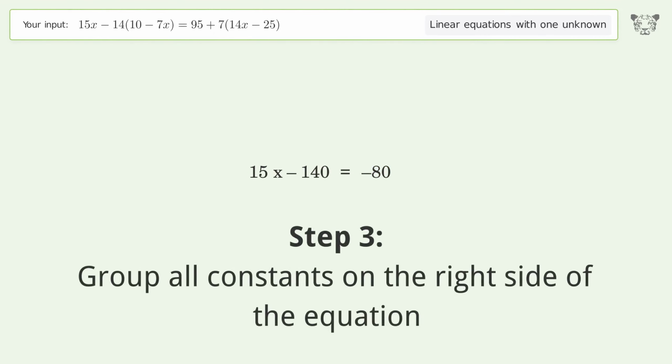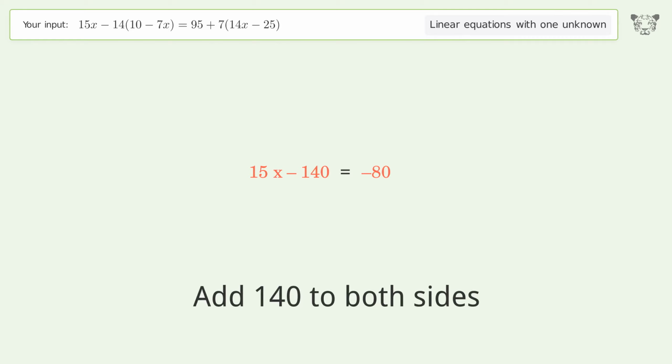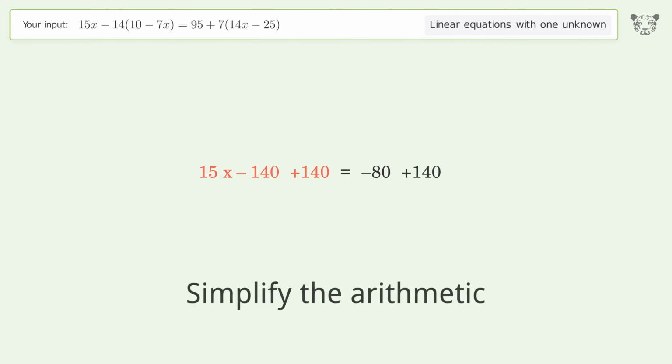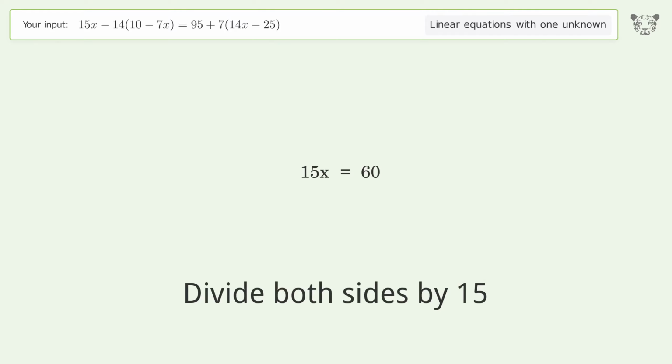Group all constants on the right side of the equation. Add 140 to both sides. Simplify the arithmetic. Isolate the x. Divide both sides by 15.